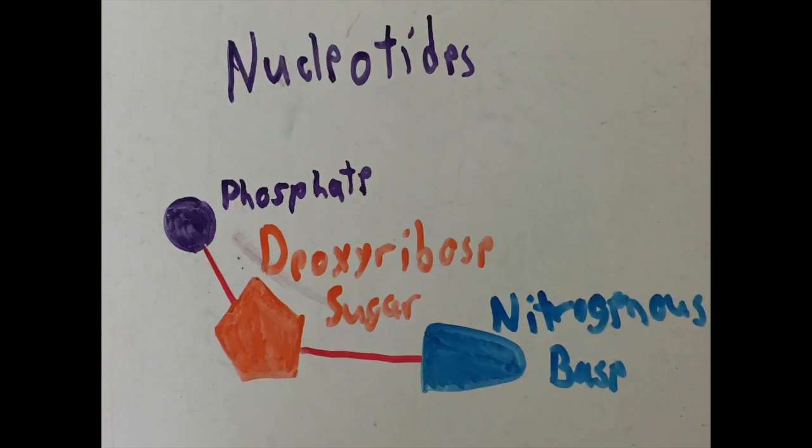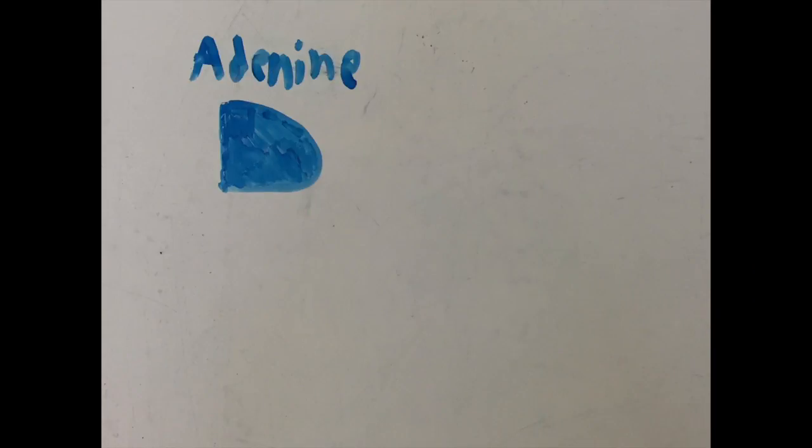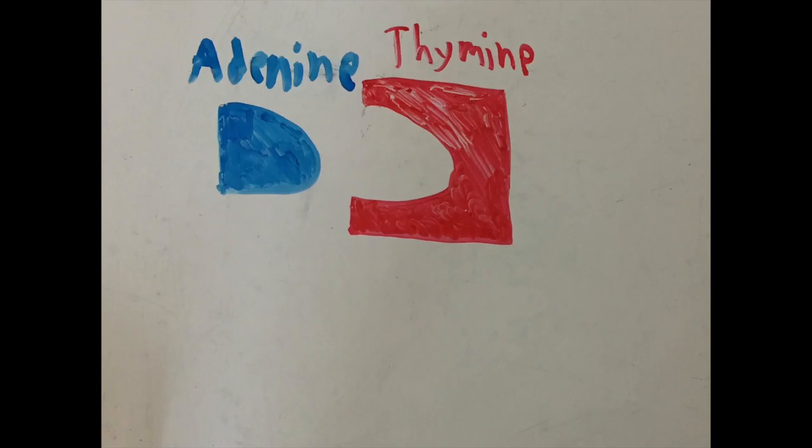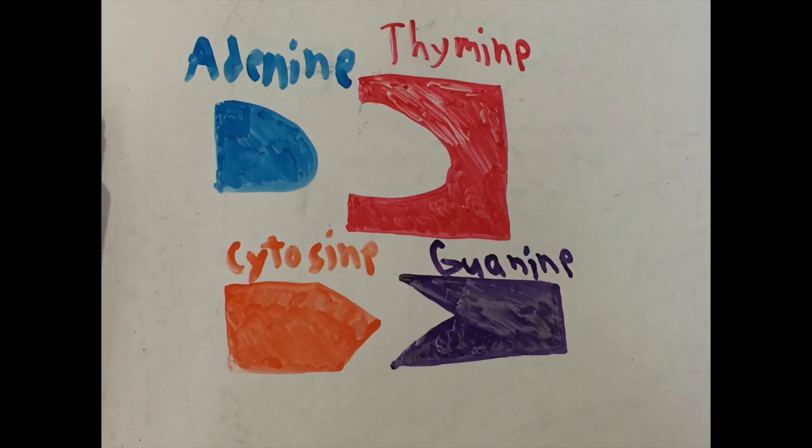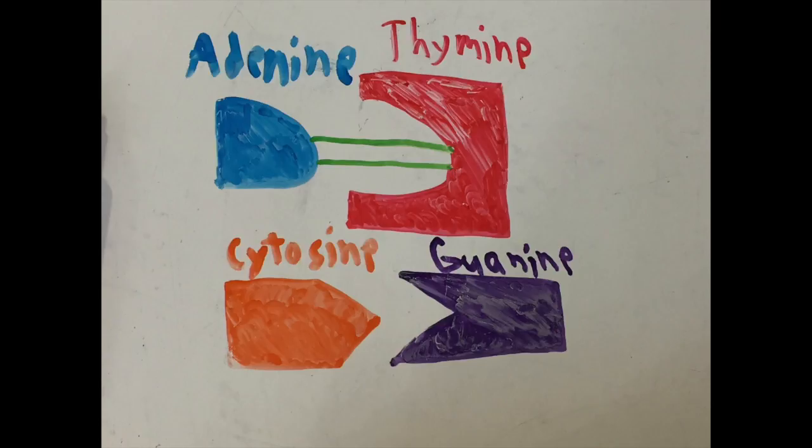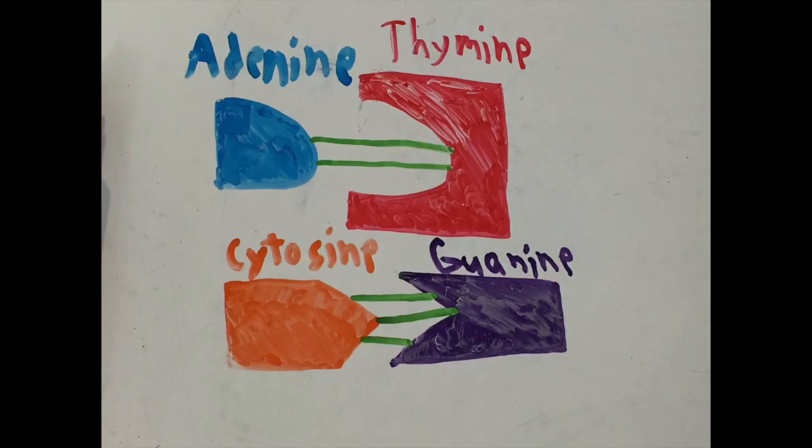Nucleotides are made up of a phosphate, deoxyribose sugar, and a nitrogenous base. The nitrogenous bases are adenine, thymine, cytosine, and guanine. The nitrogen bases adenine and thymine are always connected together by 2 hydrogen bonds, while cytosine and guanine are always paired together with 3. Proteins are needed for all organisms to function, and these essential proteins are created through a process called protein synthesis.